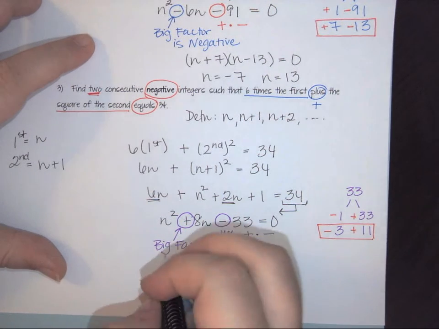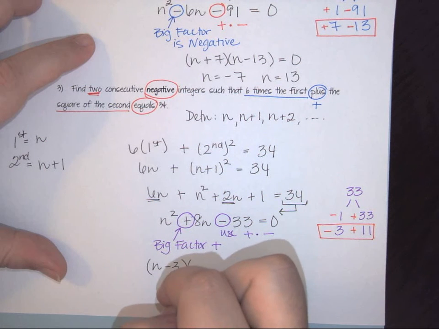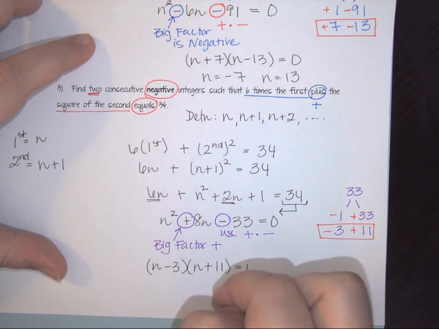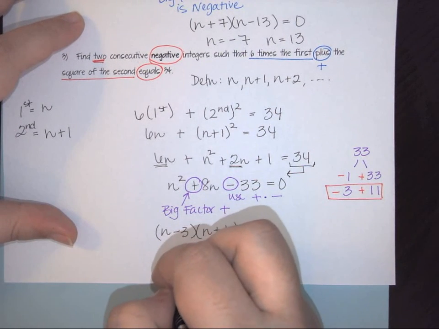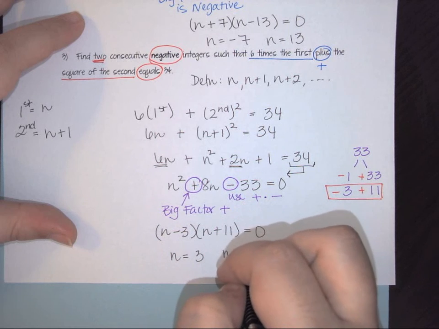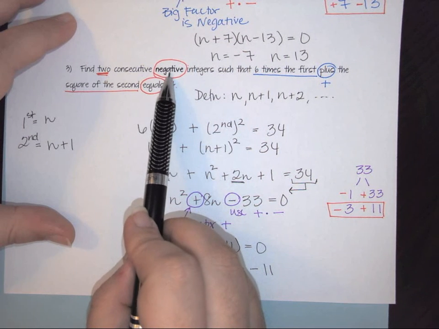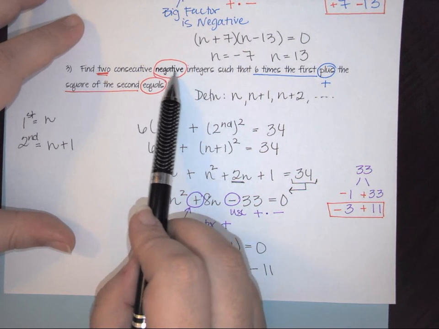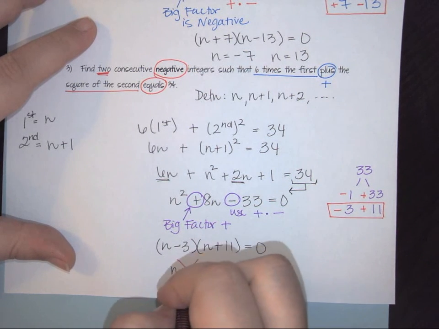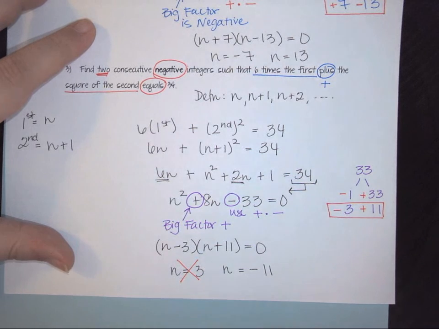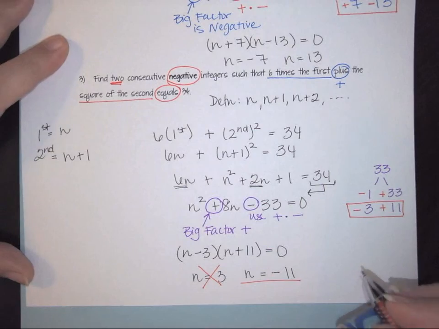So therefore I can write my factors here. So we're going to have n minus 3 times n plus 11 equals 0. Set each factor equal to 0 and solve. So n equals 3 and n equals negative 11. Now in this case, again, we need to refer, and I'm looking specifically at the negative. And because of that, that tells us that using n equals 3 cannot work. Therefore, the only solution we have is that n is negative 11.